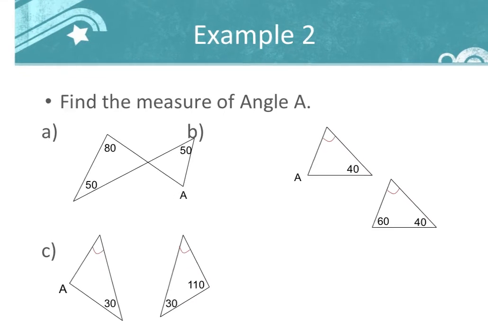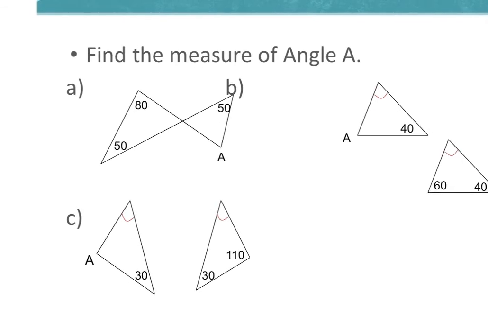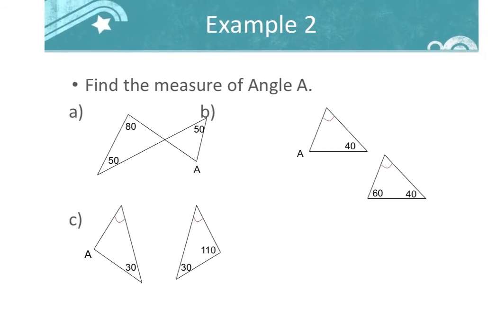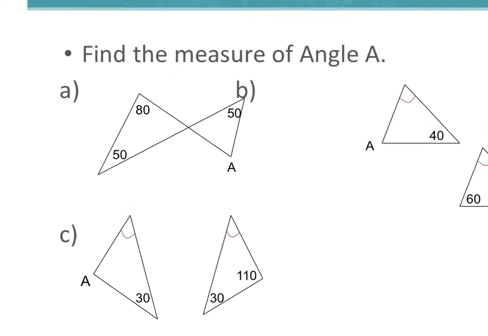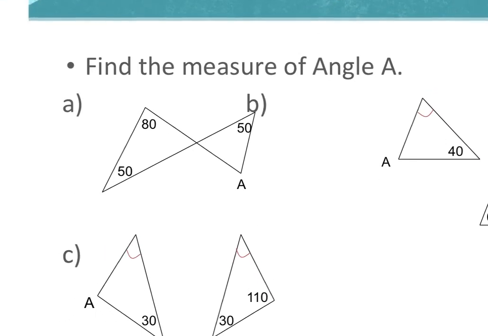Okay, so now we're going to use some of the theorems that we've learned, and we're going to figure out the measures of angle A in each of these. So for the first one, for A, we've got a triangle with two angles, one which is 80, one which is 50. So this angle right here is going to be 180 minus 80 minus 50. So that's going to be 50 as well. So this angle is 50.